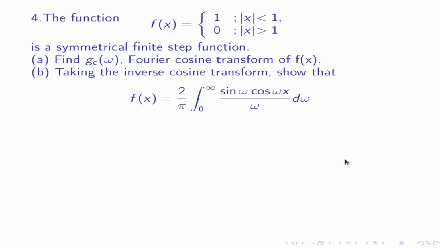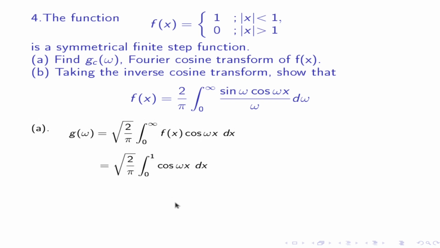Here we have f of x is 1 for modulus of x less than 1 and 0 for modulus of x greater than 1. It's a symmetrical finite step function. We find g c of omega, the Fourier cosine transform, and taking the inverse transform, we have to show this one. So we have g of omega is square root of 2 by pi integral 0 to infinity of f of x cos omega x dx, the cosine transform. So this is equal to the integral from 0 to 1 of cos omega x dx.